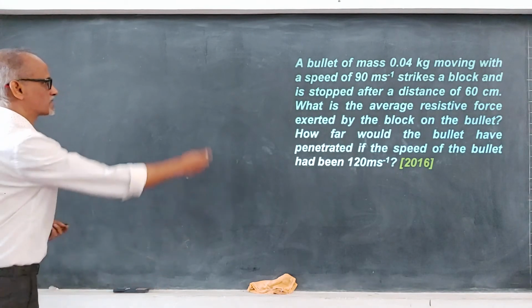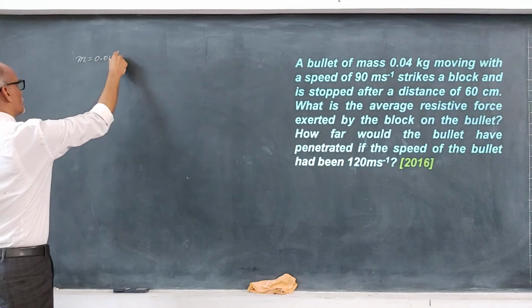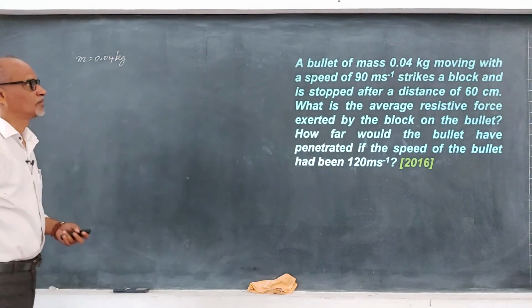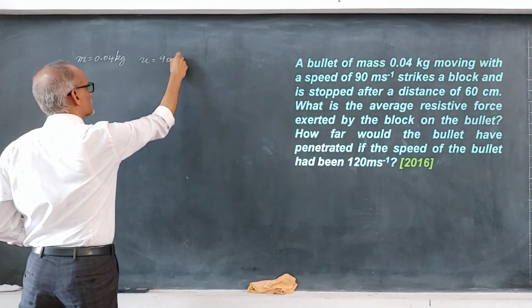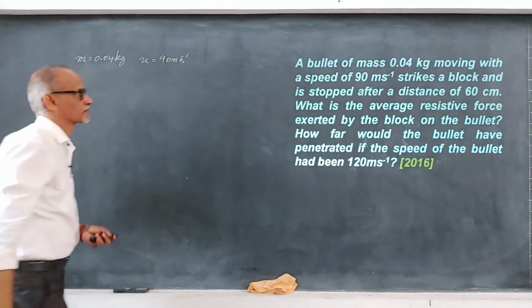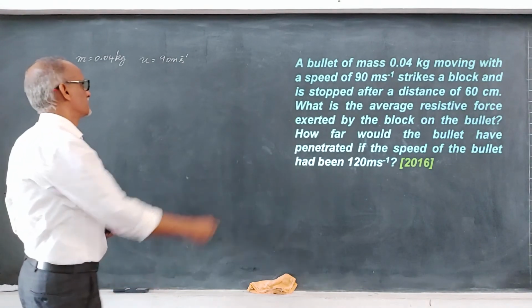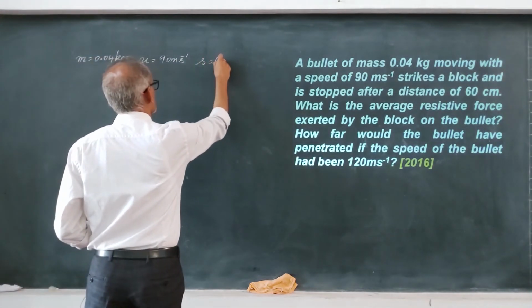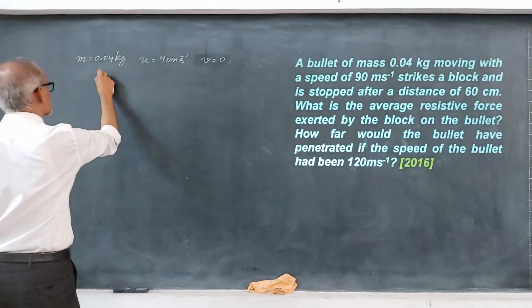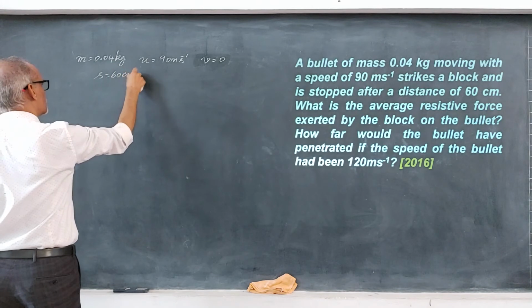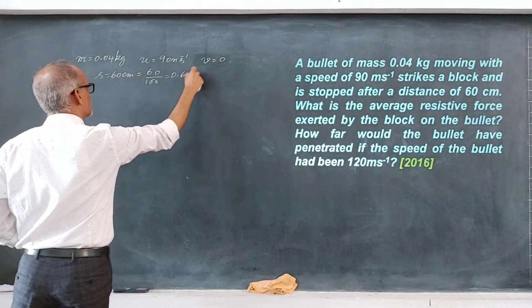A bullet of mass 0.04 kg, so the mass of the bullet is given as 0.04 kg, moving with a speed, so the initial speed is given as 90 meters per second, strikes a block and is stopped after a distance of 60 centimeters. Stopped means the final velocity has to be 0, and the distance is given as 60 centimeters, which we have to convert: 60 by 100, that will be 0.6 meter.